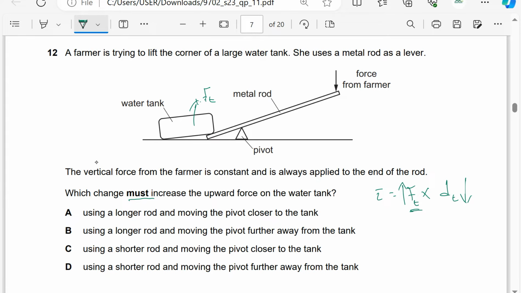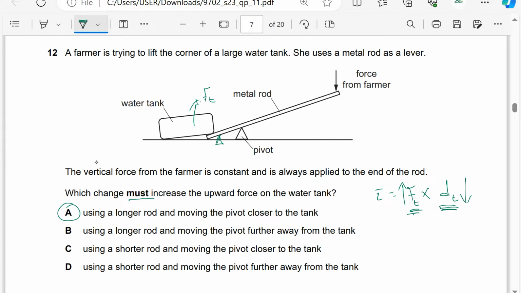I must reduce the distance between the tank and the pivot. If the force of the farmer is the same, to make Ft bigger, I must reduce the distance between the tank and the pivot because they're inversely proportional. So it means I must move the pivot closer to the tank. That means I move the pivot to the left. So use a longer rod and move the pivot closer to the tank. So the answer is going to be A.